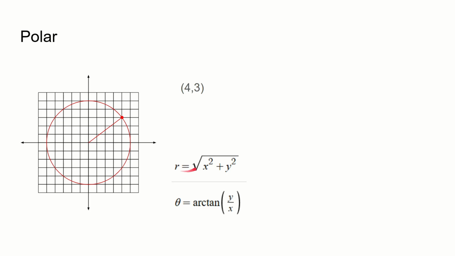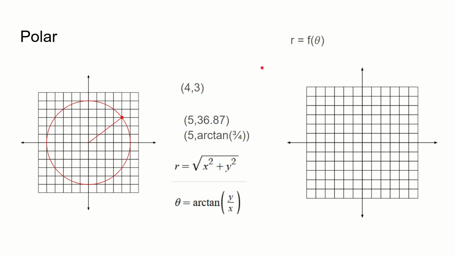And so r is equal to the square root of x squared plus y squared, and theta is equal to the arctan of y over x, where you would also have to expand this not just from the range of arctan, but from 0 to 360 degrees. And so this point in polar form would be 5, 36.87 degrees, or 5, arctan of 3 over 4. And you could also do it in radians as well. And so generally, if you wanted a graph, you could have r is equal to a function of theta.